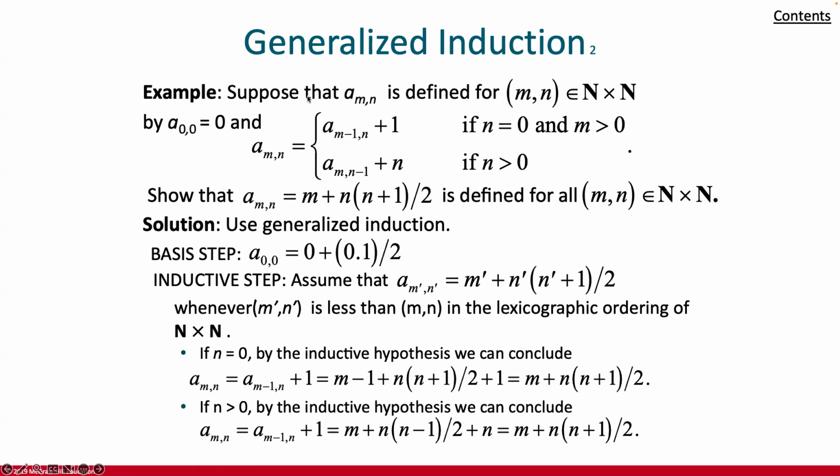So here we suppose that m, n is defined as an element of N times N, and we have this laid out, and we're asked to show this relationship. You can go ahead and pause the video to go through that in more detail, or refer to Rosen.